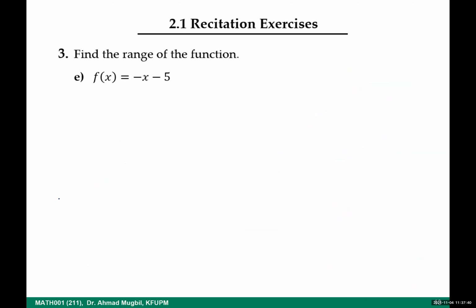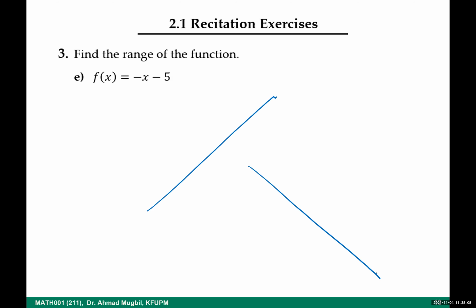Why? This is a linear function. By the way, section 2.5, next class, is about 2.5. They are very easy functions to sketch the graph of or to find the range and domain. You know, when we have a linear function with the coefficient of x not 0, it is either with positive slope or with negative slope. And the range will be what?